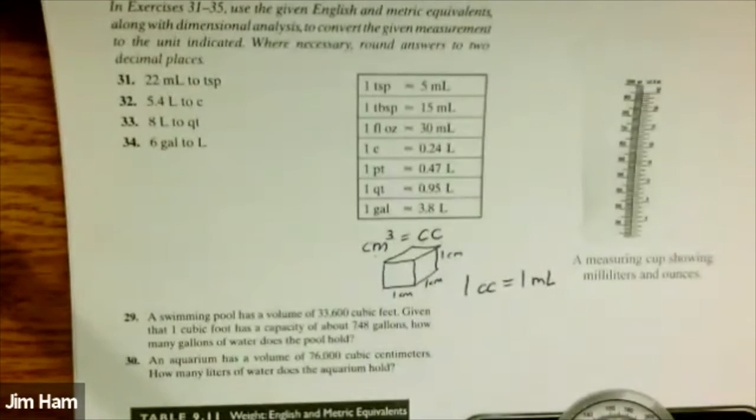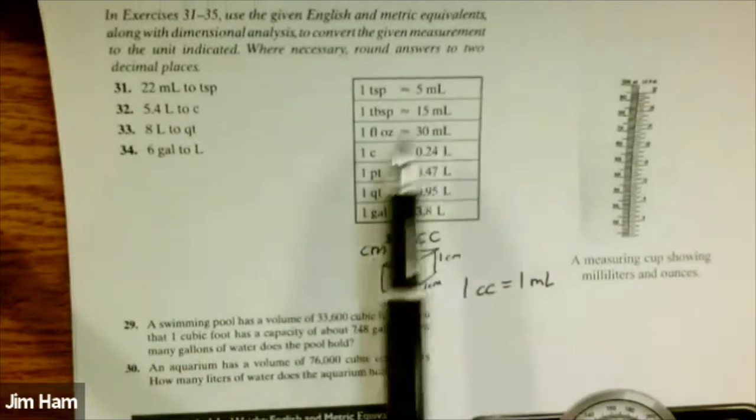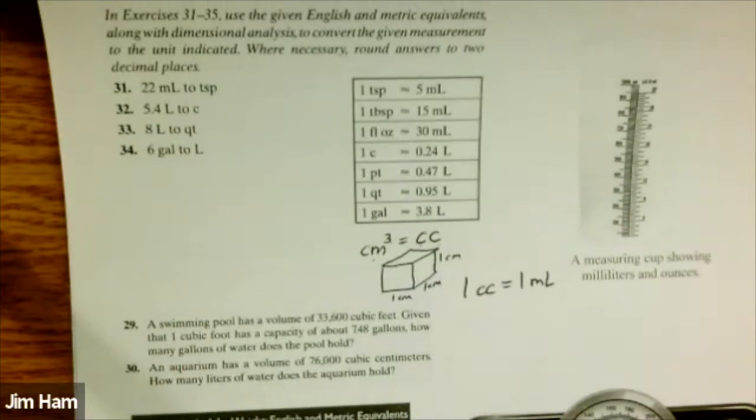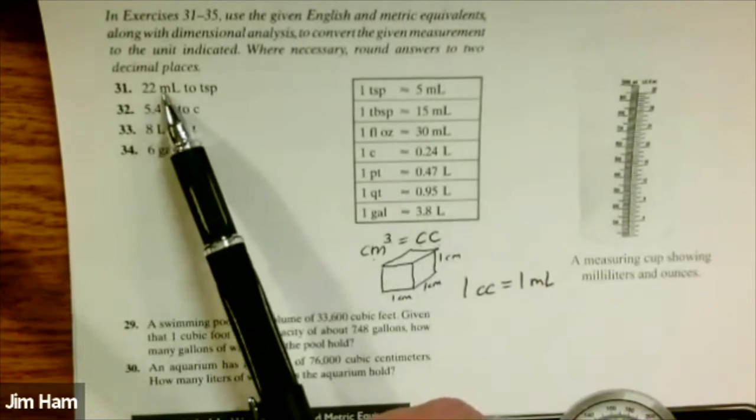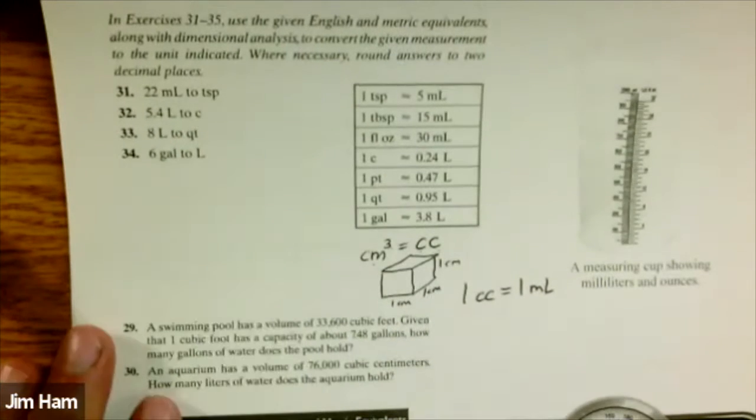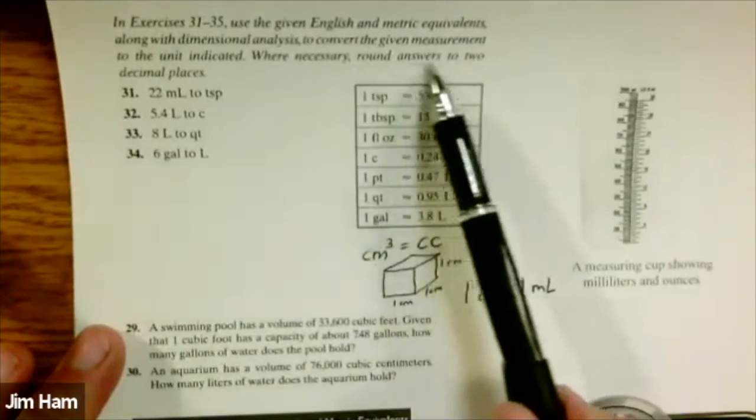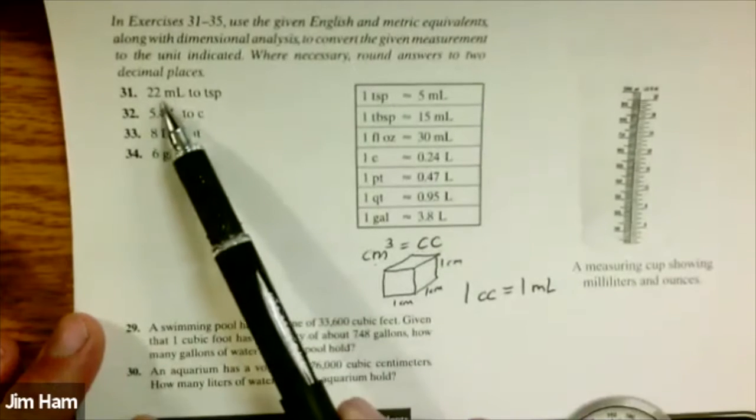All right, so the mathematics involved in all of these problems is very much the same. You're going to pick out one of the unit conversions and multiply it by what's given to try to convert it to what's not given. So let's go on to capacity. Round answers to two decimal places if necessary.